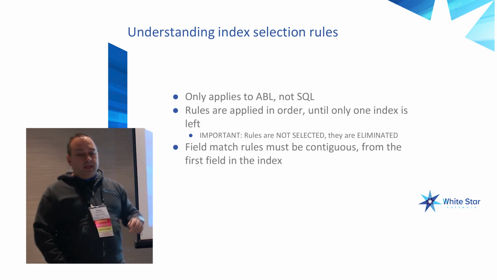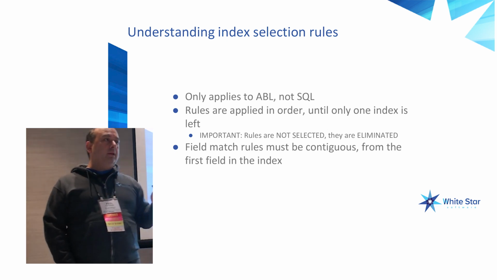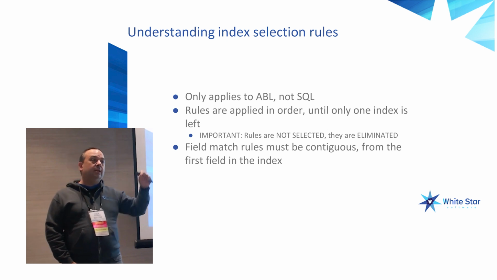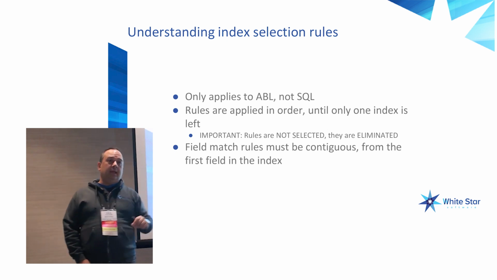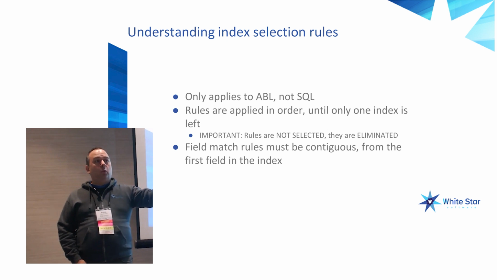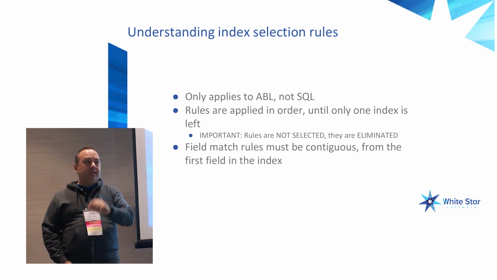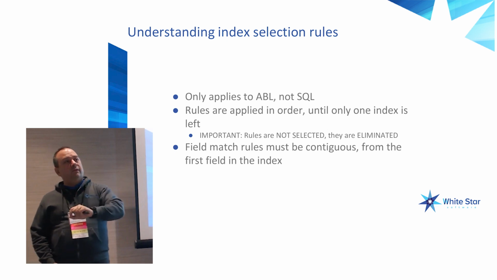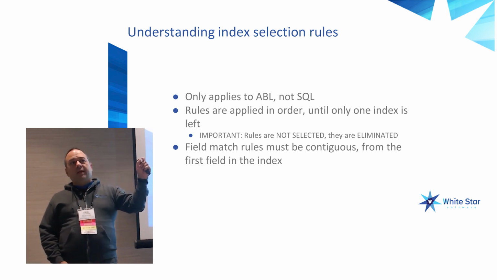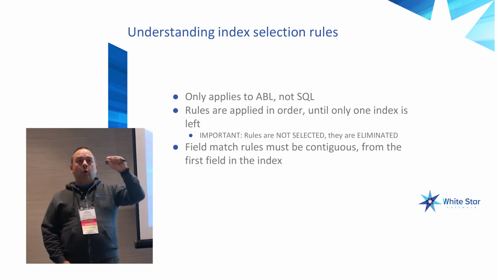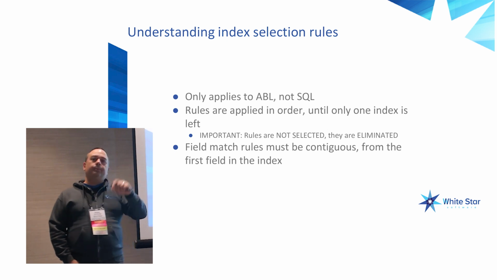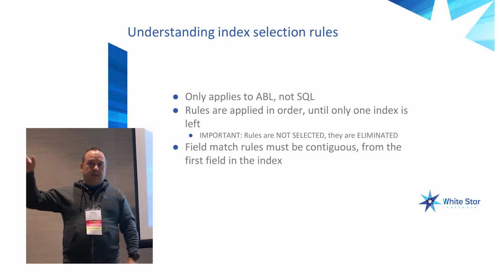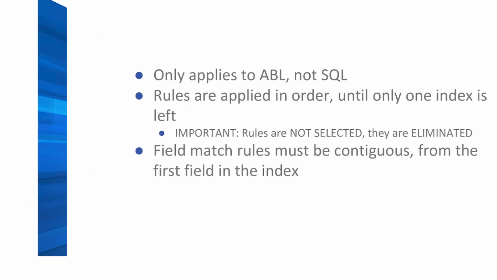And then the second thing, I mentioned this already 11 times in the past half hour, field matches must be contiguous from the first field in the index. You cannot do field 1 and field 3 of your index. It doesn't work. You have to do field 1, then field 2, then field 3. And I often get this question, does the order in the where clause matter? No. I mean, the fields have to be there, but you don't have to put them in the correct order in the where clause. All right?